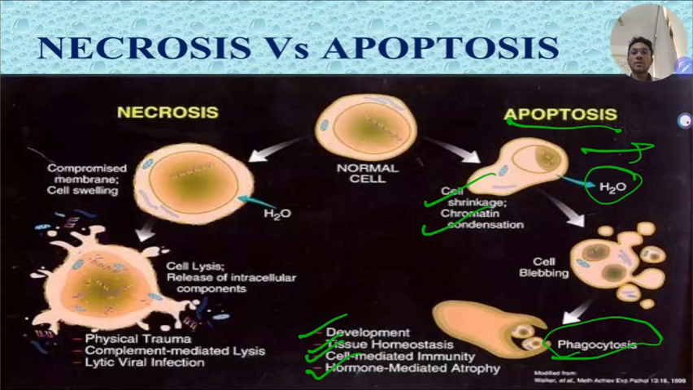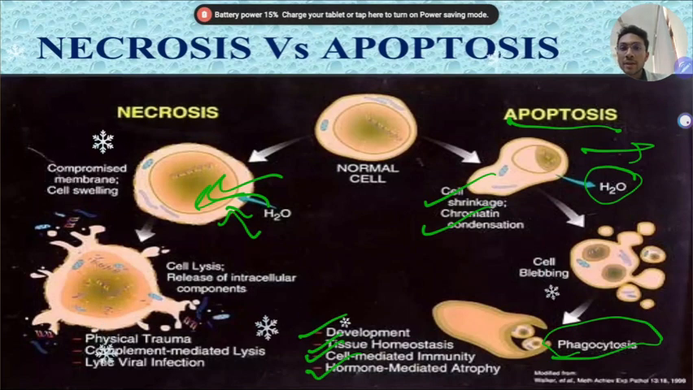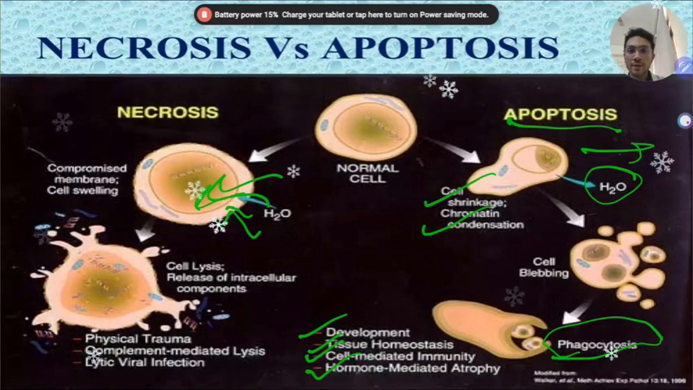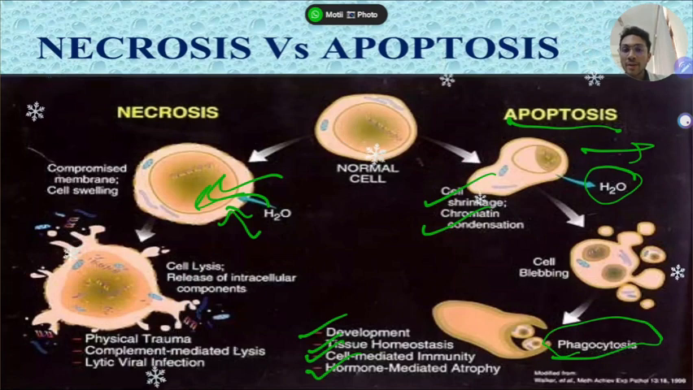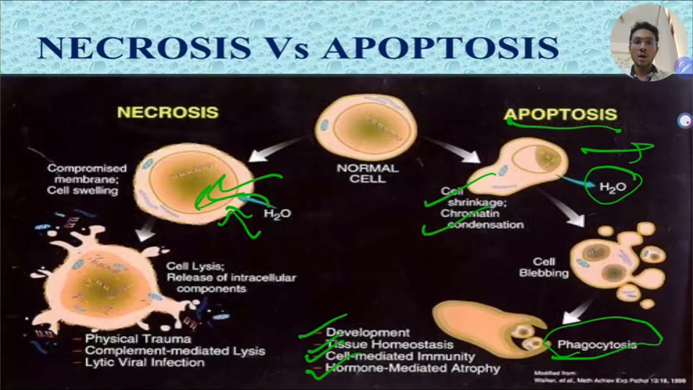Now we will discuss necrosis. In necrosis, there is the reverse phenomenon, as water moves into the cell. The water is moving into the cell as you can see here, and the cell will swell and finally burst. Lysis of the cell will occur and there will be release of intracellular components, which is caused by physical trauma, complement-mediated lysis and lytic viral infection. Now we will move to the next slide.